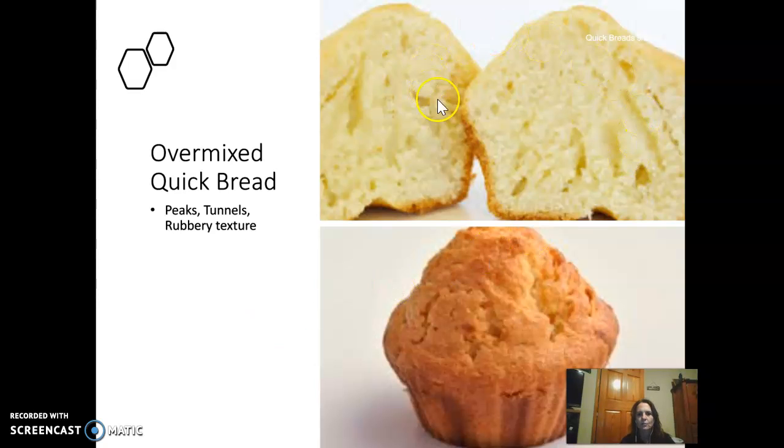Overmixed quick breads will look like this. If you notice here, these are the tunnels that arrive. It's more peaked at the top. This one is definitely peaked, and that will give it a rubbery texture.